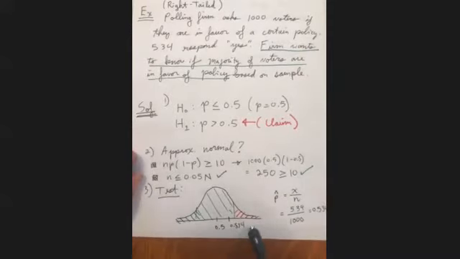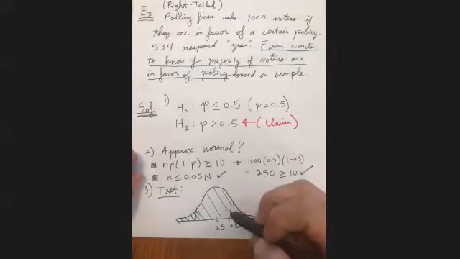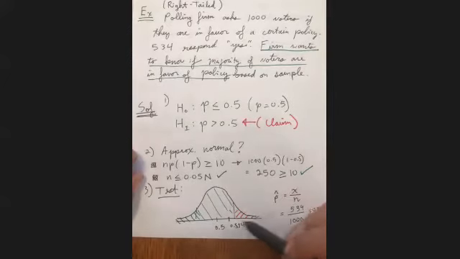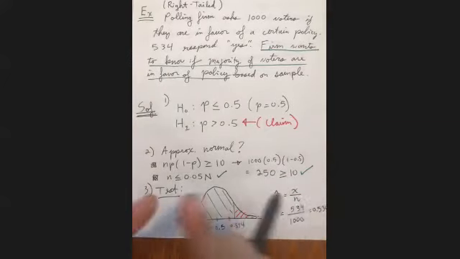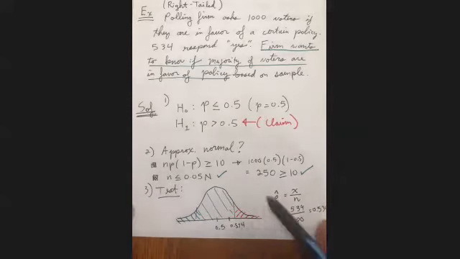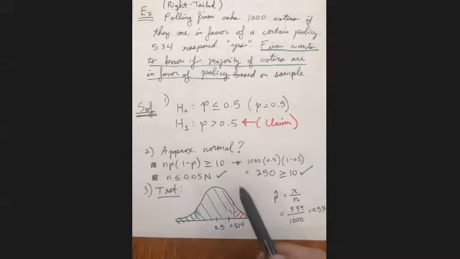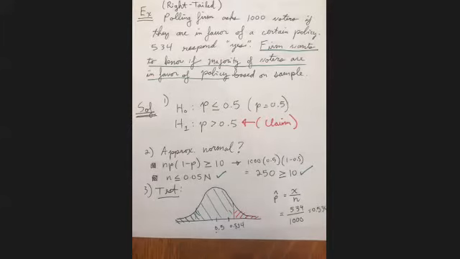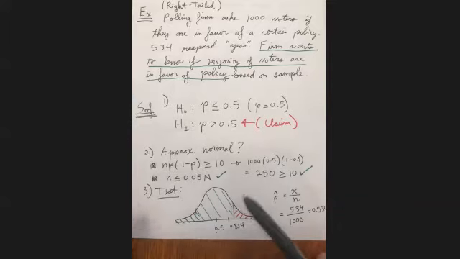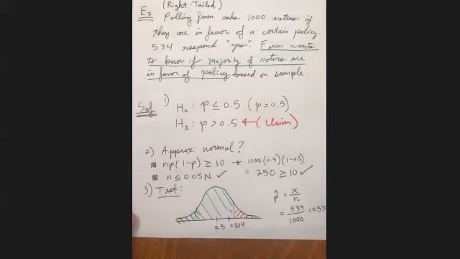Whether or not 0.534 falls within the green part or the red part is going to depend on the spread of the normal distribution for the population. So we need to compare this value to this value, essentially, for the same distribution, and see whether this is relatively close to this value or if it's off in one of the tails. So how do we do that?